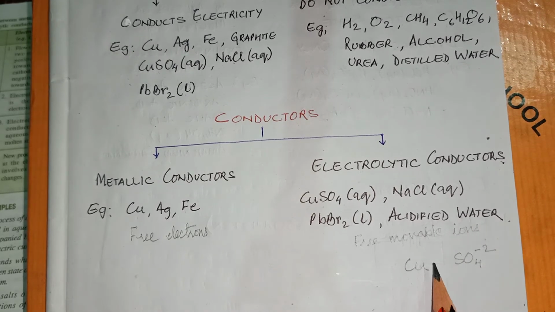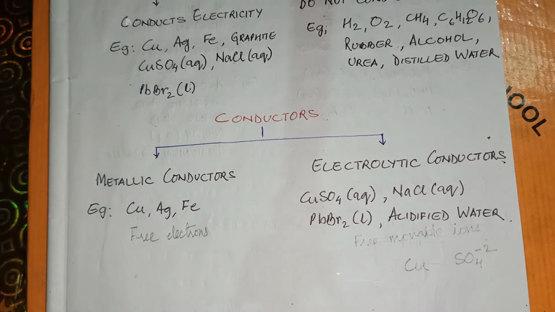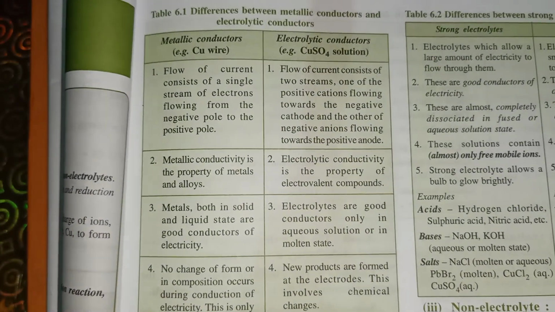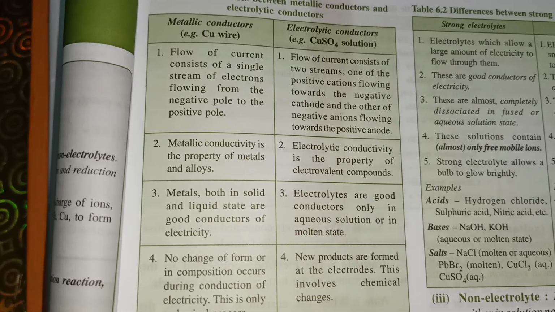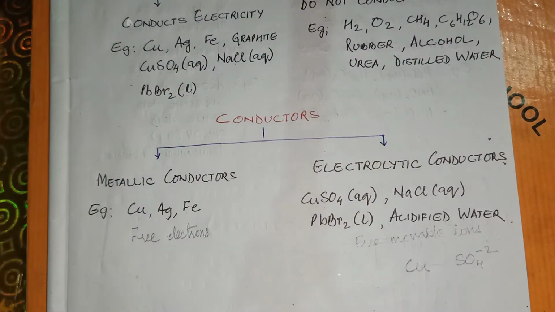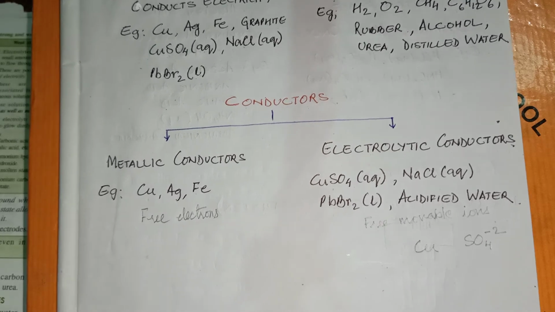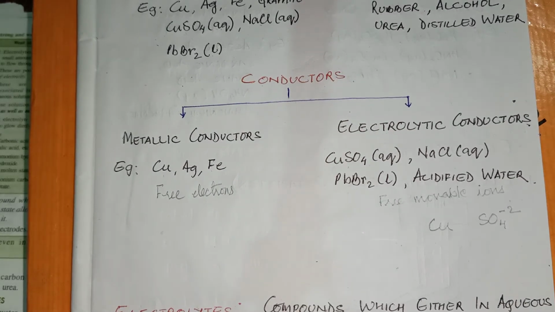Okay, so electrolytic conductors undergo chemical change, whereas metallic conductors do not undergo chemical change. These are the differences between metallic and non-metallic or electrolytic conductors, and more differences are given in your textbook. You can refer to this table for detailed differences between them, which I am not going to discuss. I have given you two basic differences between them. We'll stick to these two differences in our video. I suggest you refer to your book in more detail.